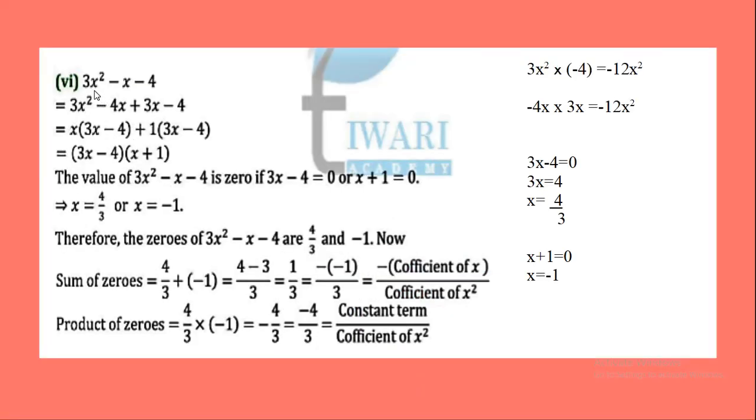And the last one is 3x square minus x minus 4. And this minus 1x as the middle term has to be split into the sum of two terms, and we can write this minus 1x as minus 4x plus 3x. That is, the product of these two terms is 3x square into minus 4, which is minus 12x square, and we can take this minus 1x as minus 4x plus 3x, and the product of this minus 4x into 3x is also minus 12x square. Okay.